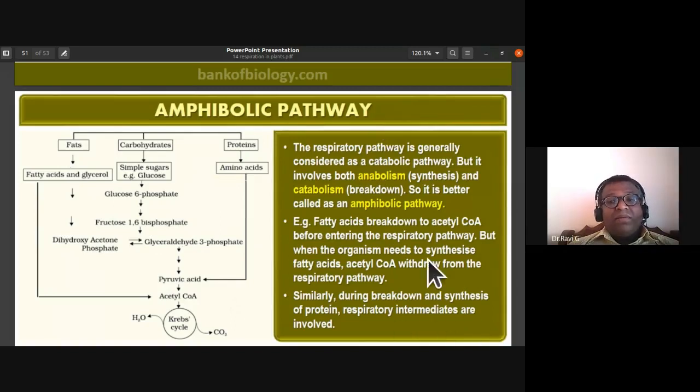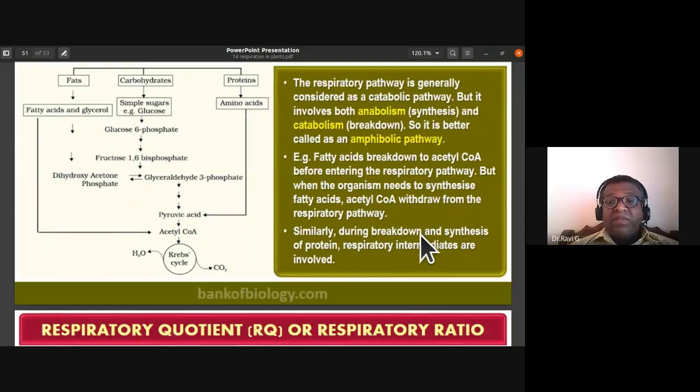During breakdown, fatty acids break down to form acetyl coenzyme A before entering the respiratory pathway. But when the organism needs to synthesize fatty acids, acetyl coenzyme A may be withdrawn from the respiratory pathway. So there is synthesis also. Similarly, in the breakdown and synthesis of protein, respiratory intermediates are involved, even in the synthesis of amino acids. That is why we call this not only a catabolic but also an anabolic pathway.